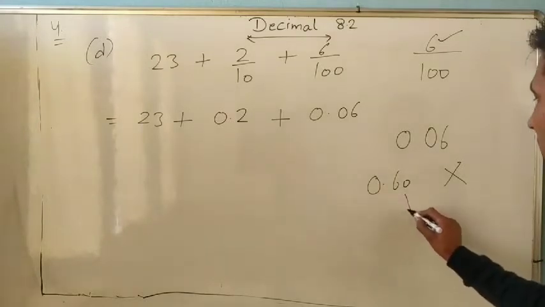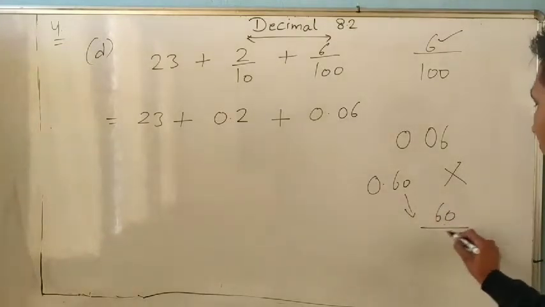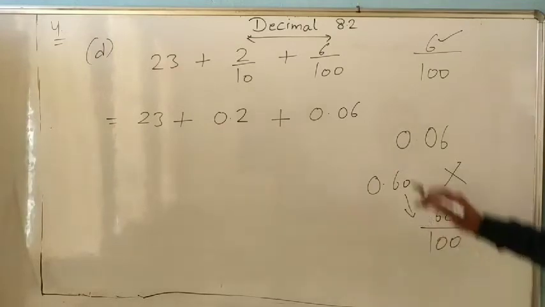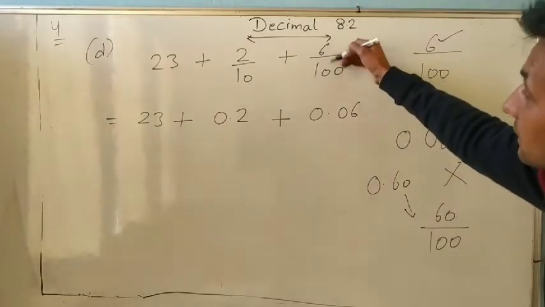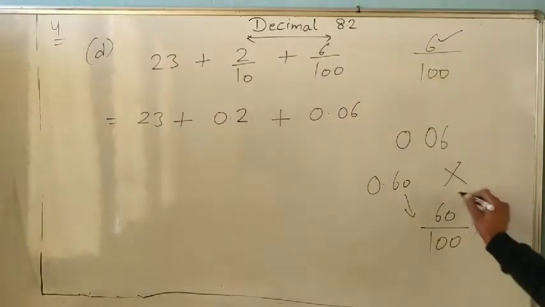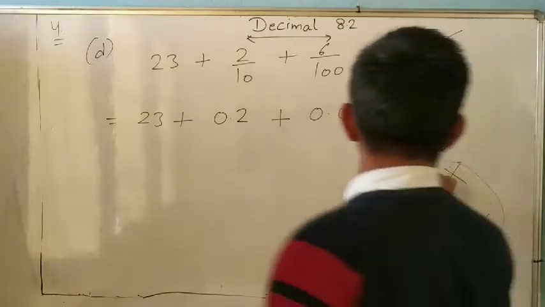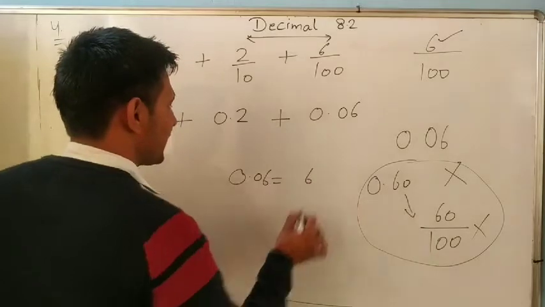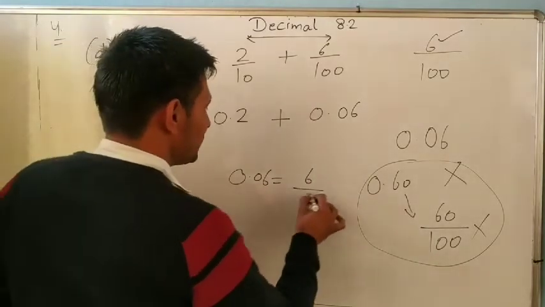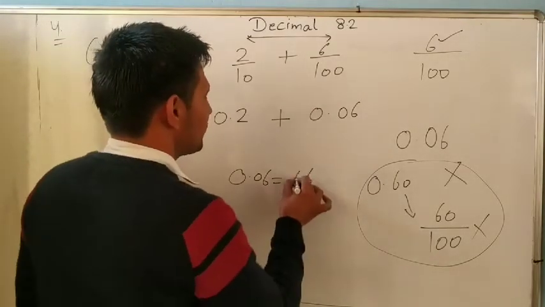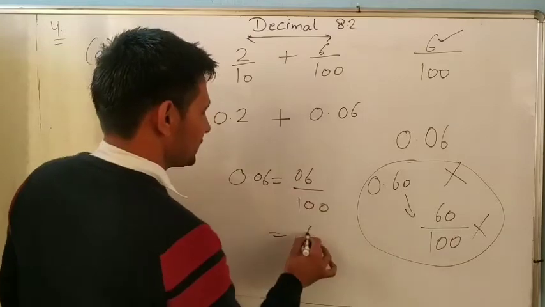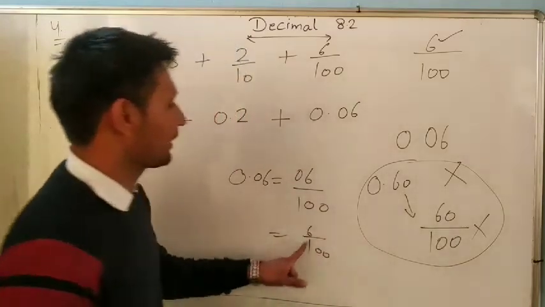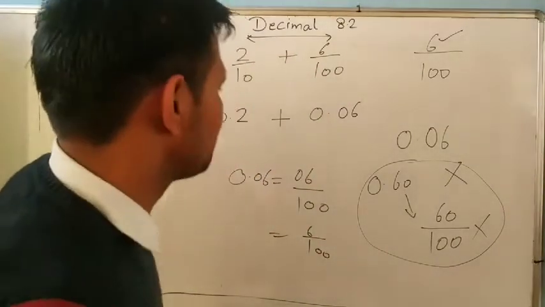Because 0.06 means, when we remove the decimal, 60 by 100, but in our question 6 by 100 is given, so that is wrong. Okay, and this is right. You can check it. So 0.06, remove the decimal: 6. How many decimal places? 2, so 6 divided by 100. So 06 means 0.06 by 100. It is right. Understand it?